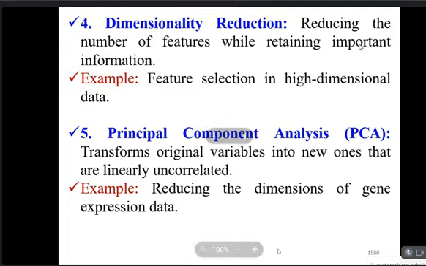So we have principal component analysis. It is one of the unsupervised learning techniques. It transforms the original variables. Variable, how can you define variable? A variable is a varying value at runtime duration. That is called a variable.